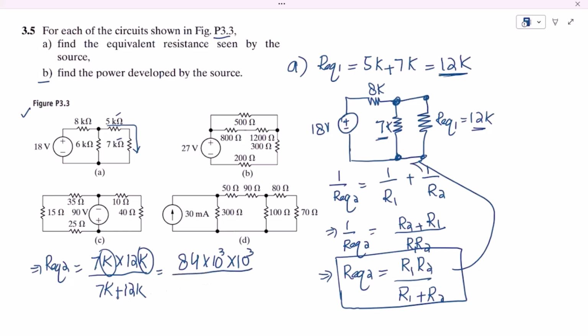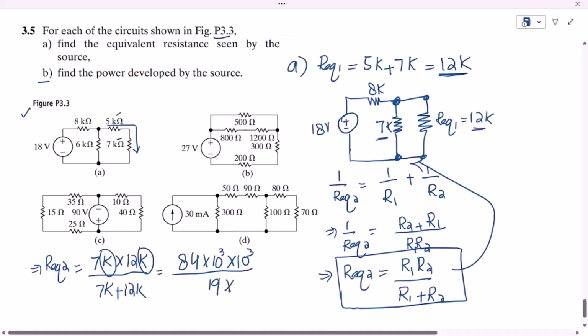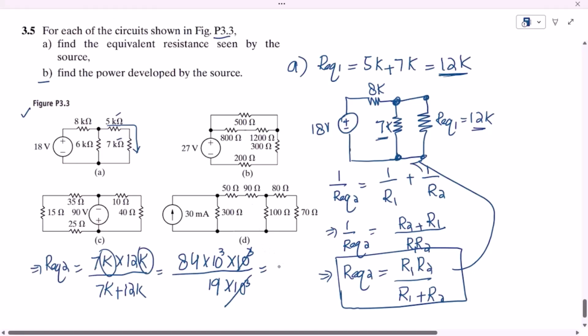Here 7K plus 12K is 19K. This K is basically 10 raised to power 3, so let me first remove it and then write it as 10 to the power 3. These two will cancel out, and now 84 divided by 19, let me find it out. 84 divided by 19 is 4.42 into 10 to the power 3, which is 4.42 k ohm.